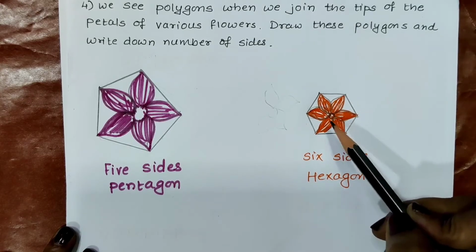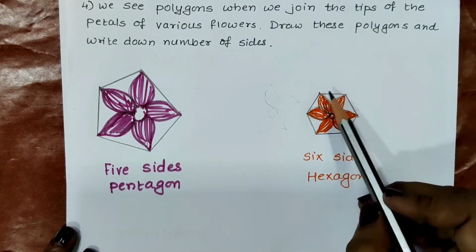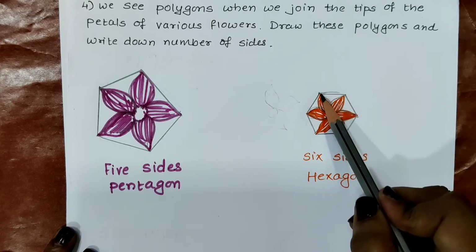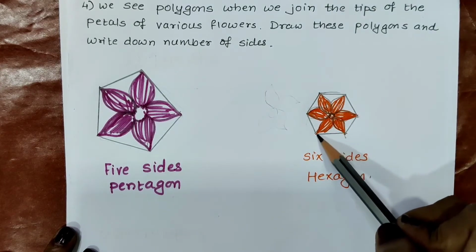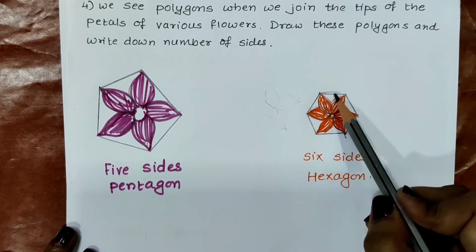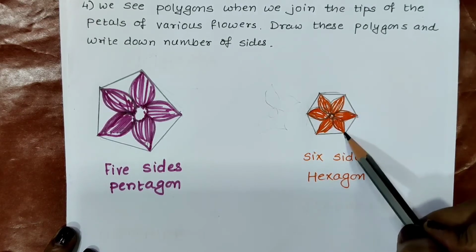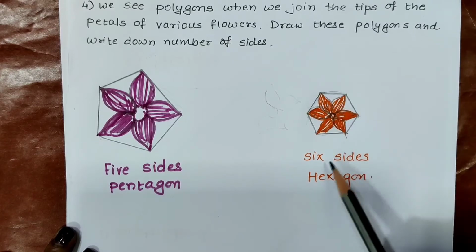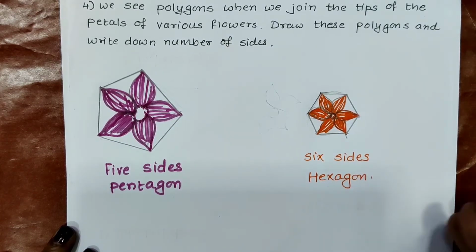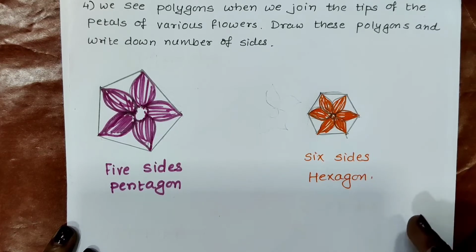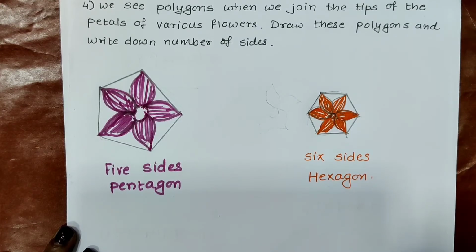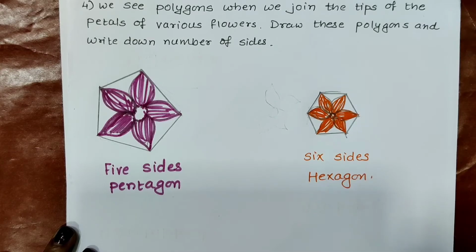Now here I have drawn 6 petals. 1, 2, 3, 4, 5, 6. I have joined the tips of the petals, and then after joining the tips of the petals I am getting the polygon which is having 6 sides. 1, 2, 3, 4, 5 and 6. So 6 side means hexagon. So in this way you can draw as many petals as you want and you can join the tips of those petals and you can get the different types of polygons.